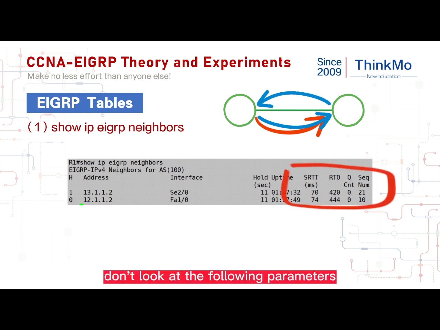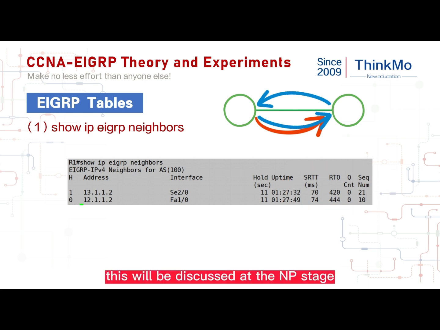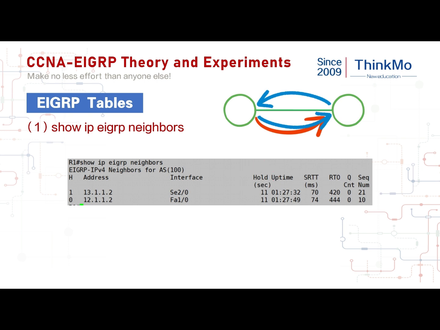Don't look at the following parameters. This will be discussed at the NP stage. None of these 4 parameters will be mentioned now. You will learn the protocol mechanism in the future, and after learning the messages, learn them again. Let's finally talk about this hold, called the hold duration.